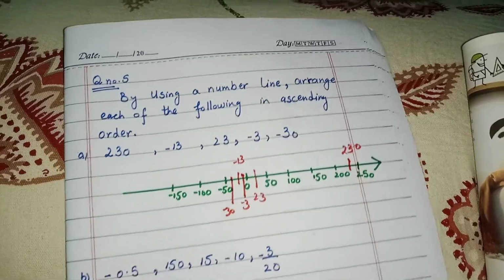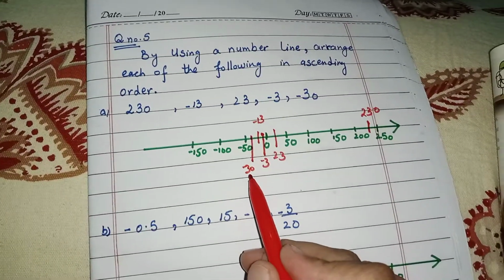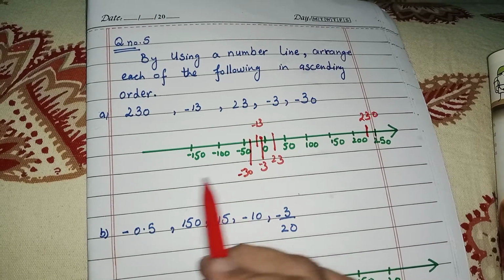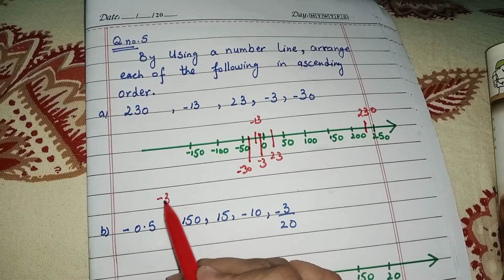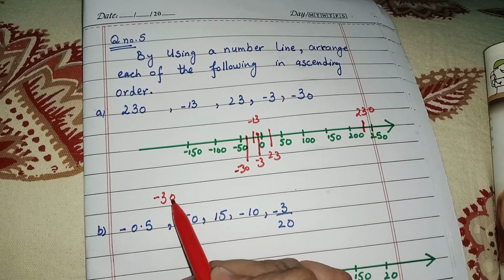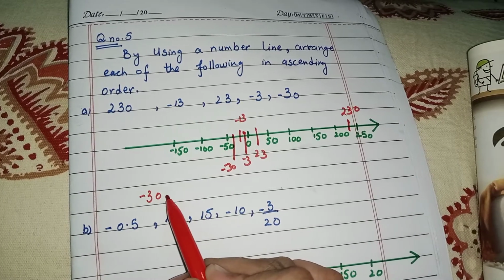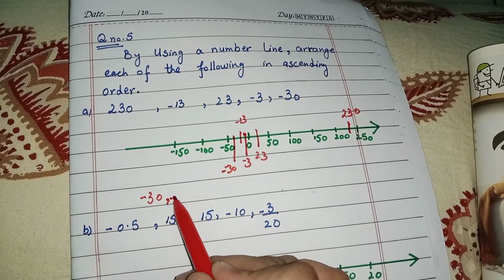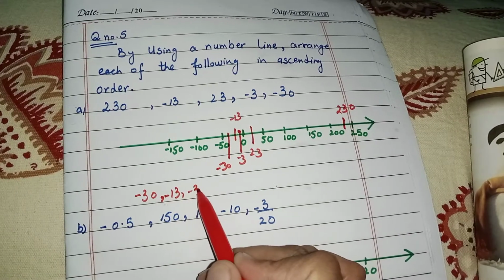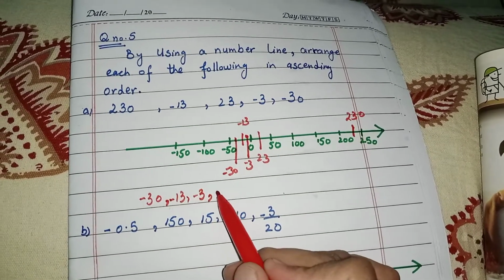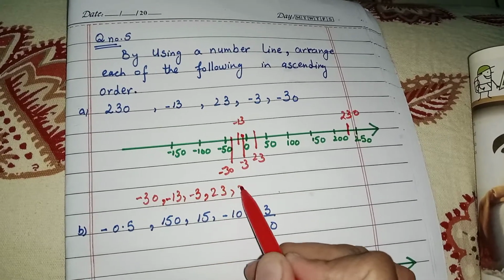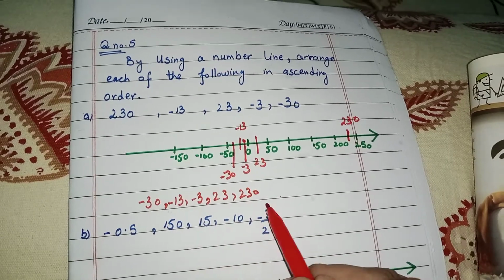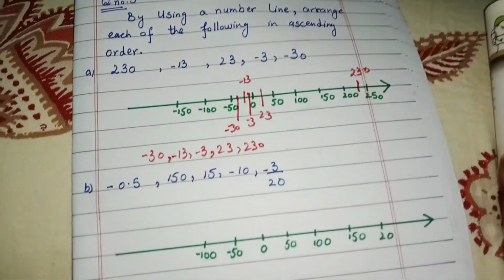So I write it in ascending order. I taught you every negative number has less value. So minus 30 has the least value. Then minus 13 and minus 3. And then I write 23 and 230. This is the ascending order of the given numbers.